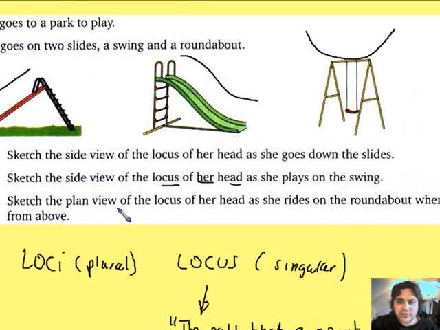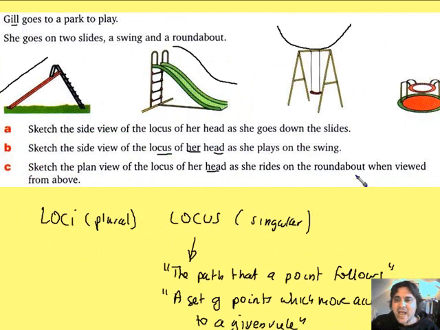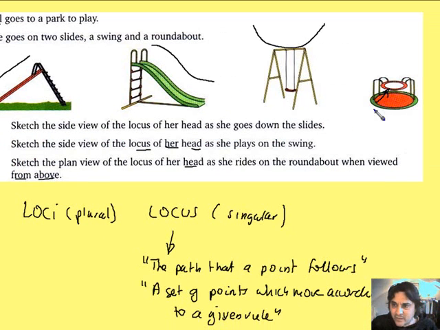Now, sketch the plan view, part C. Sketch the plan view of the locus of her head again as she rides on the roundabout when viewed from above. So Jill's playing on there, and she's probably standing there and holding on to this little bit. Now if we look up top and she goes round and round and round, we should see a perfect little circle, and Jill's head is somewhere on this path. A second or so later she's here, then here, then here, and she keeps going round and round.